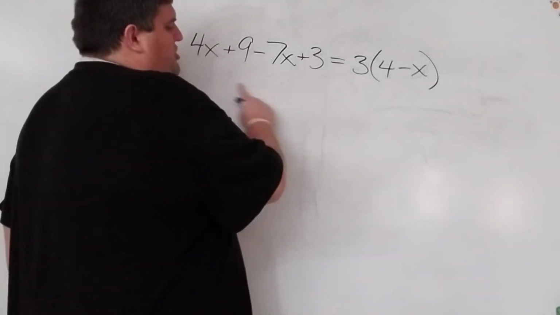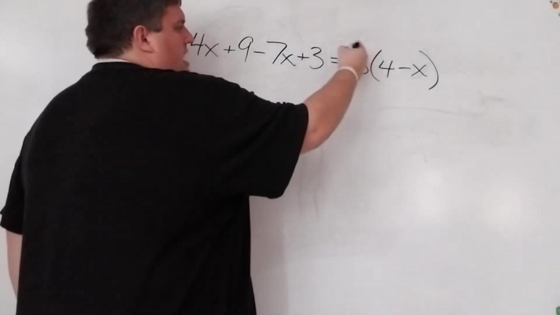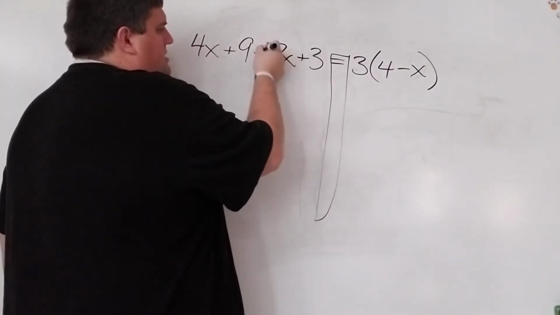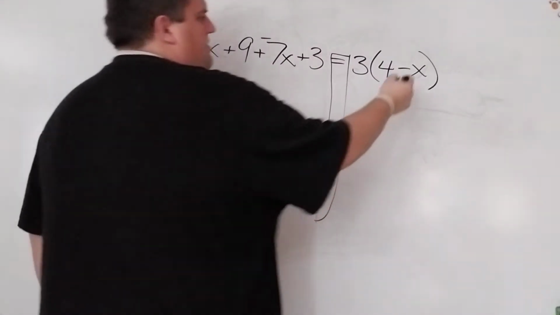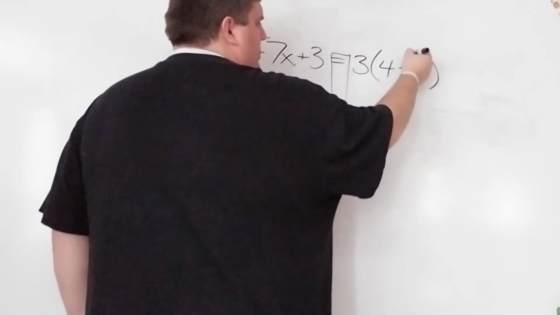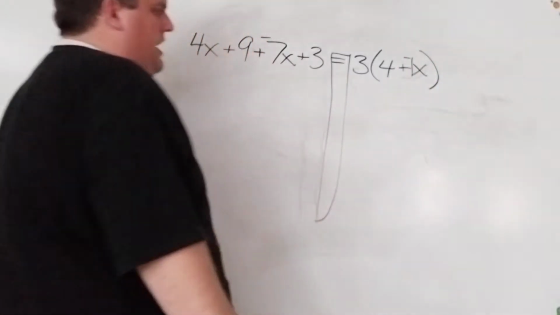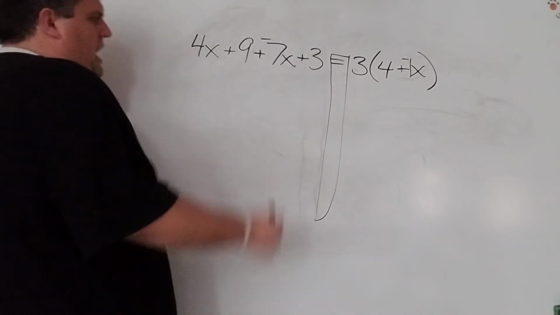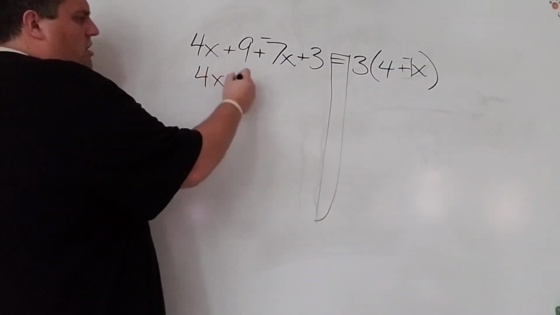So I'm going to go through my checklist again. Anything I want to clean up? Yeah, a little bit. I don't like these minus signs. That's negative 7x. I'm going to throw a 1 in front of here so I know it's negative 1x. And then, do I need to distribute? Yeah, I do.